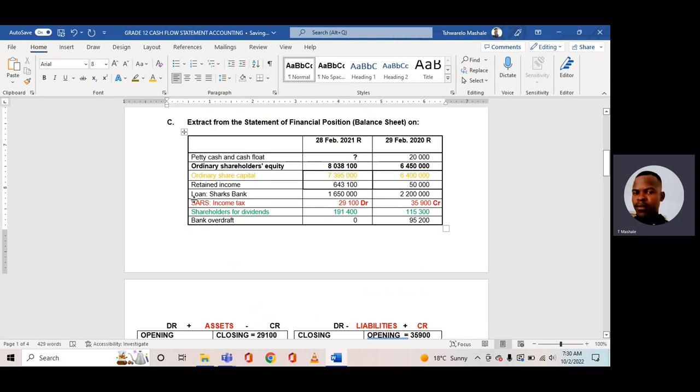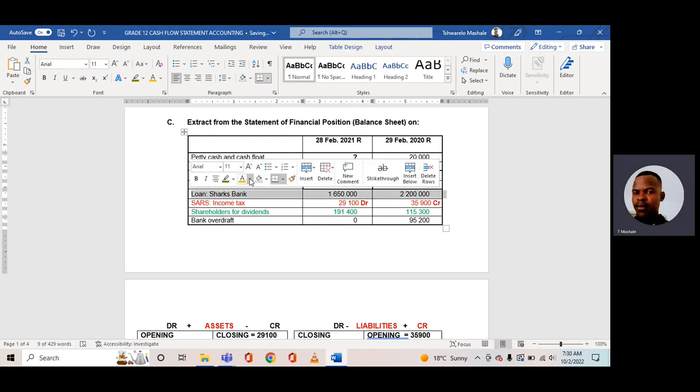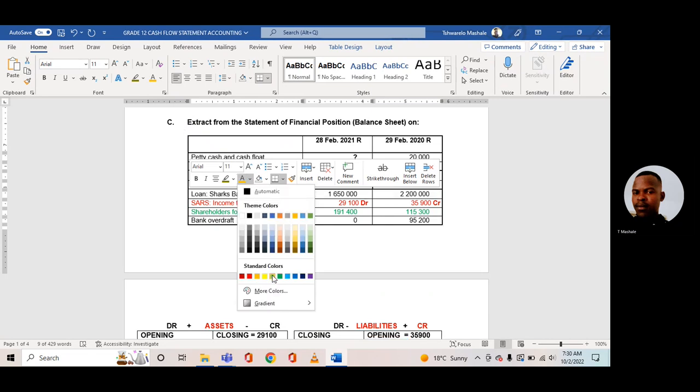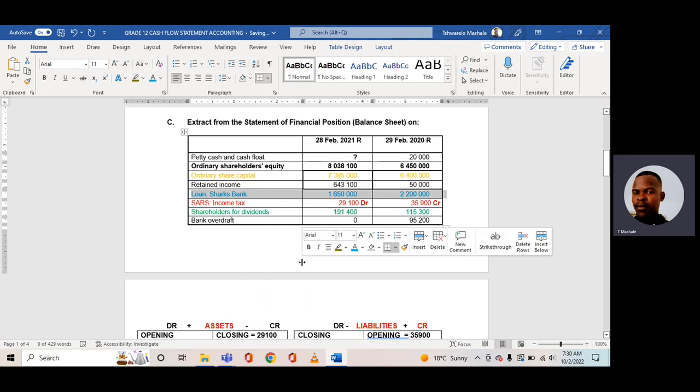And then you will check here. They say we have a loan from Shark's Bank. So the loan from Shark's Bank here, let me use a color. Therefore, on loan here, it shows that when we opened our business, we are owing this 2,200,000. This is what we are owing Sharks. But then at the end of 21, we are no longer owing them 2,200,000, but we are owing them 1,650,000.